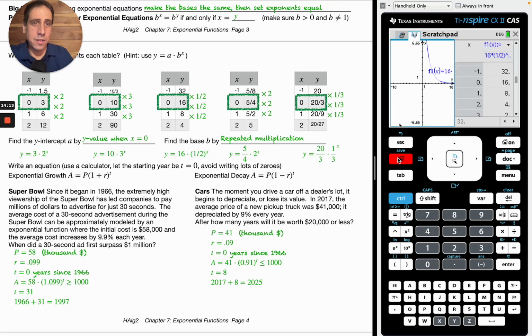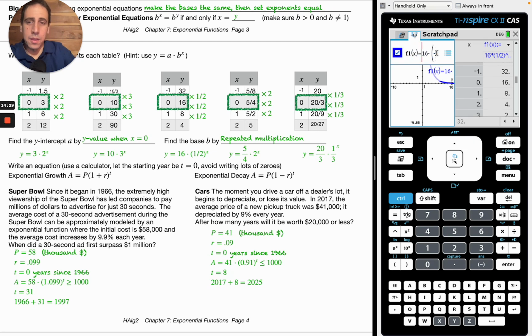Graphing. Scratchpad. That's a fun button to use. Okay, so we're going to press tab, and then we're going to press up. It's a function 2. I'm going to edit this function 1.